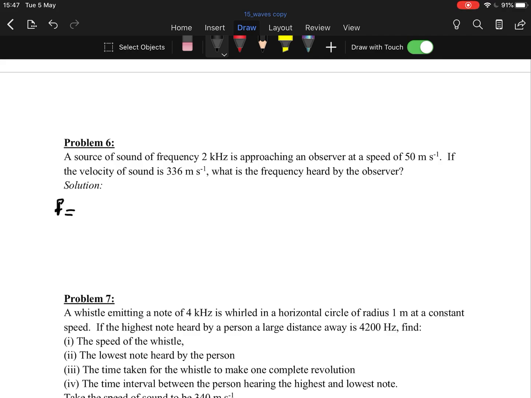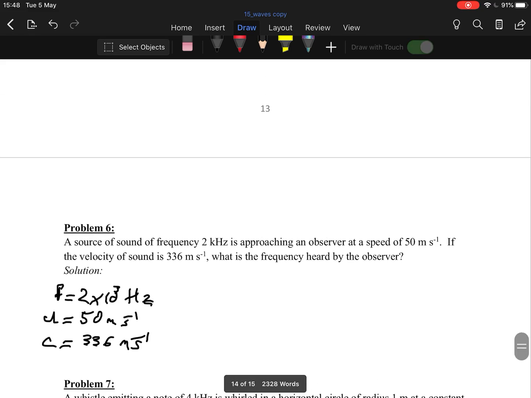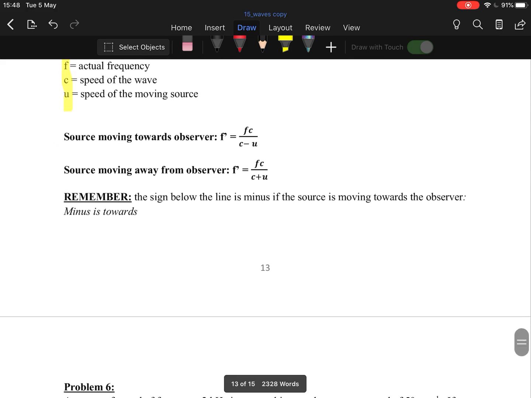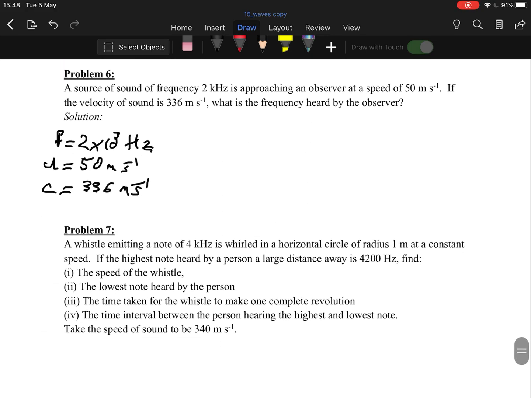So F equals 2 kilohertz, so 2 by 10 to the 3 hertz. It's approaching an observer. Speed of sound. So try not to get them all mixed up. I have them listed above here anyway. I forgot to go through with G. F dash is the apparent frequency. F is the actual frequency. C is the speed of sound of the wave. U is the speed of the moving source. What is the frequency heard?